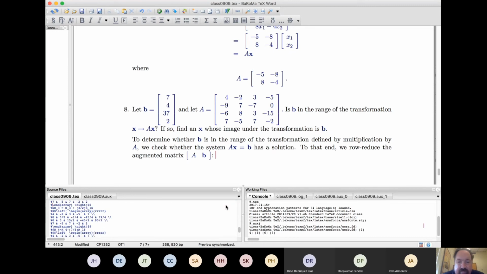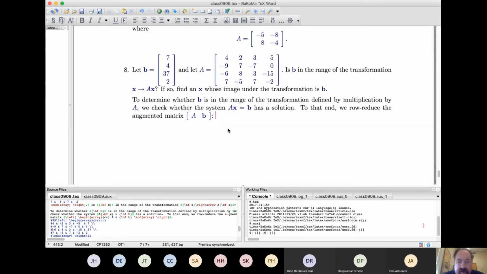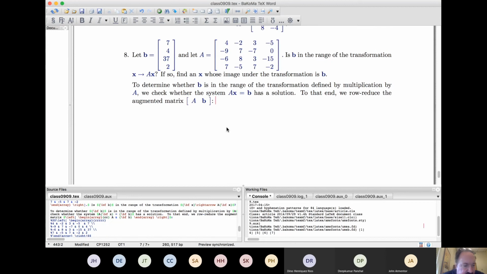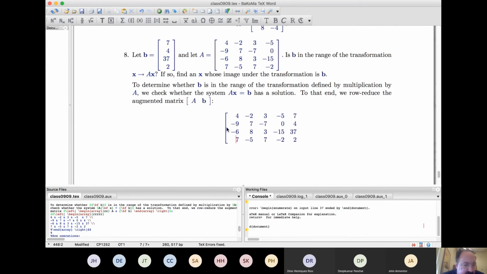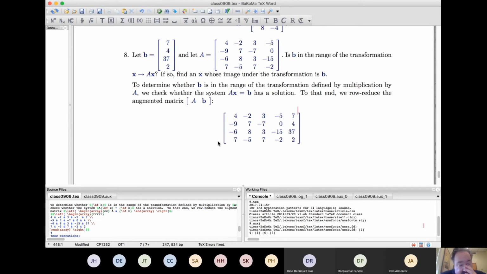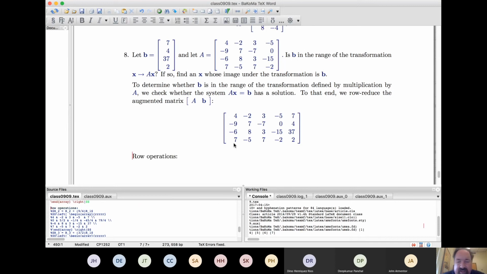So as before, we work with the augmented matrix. And what ends up happening in this case is bound to happen sometime. The numbers don't work out nicely. We don't have a 1 anywhere here, and these numbers are not all divisible by one another.